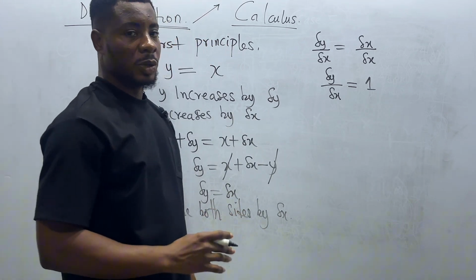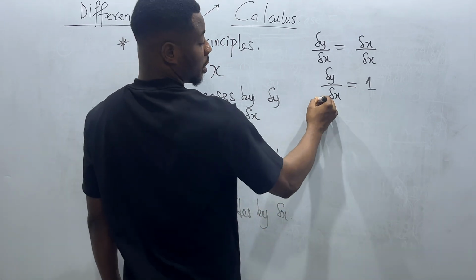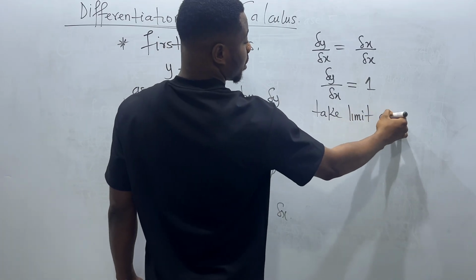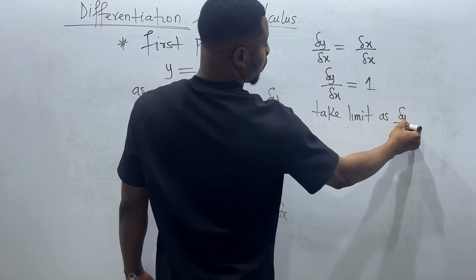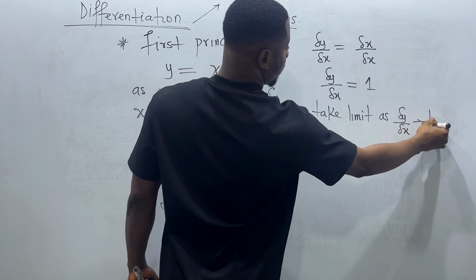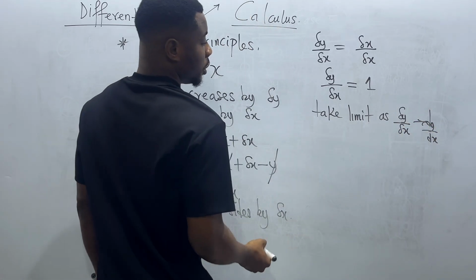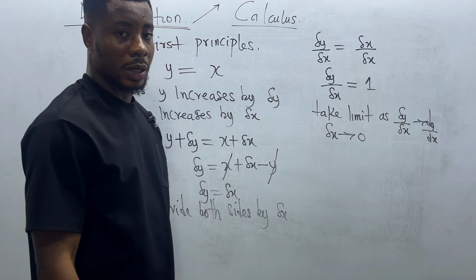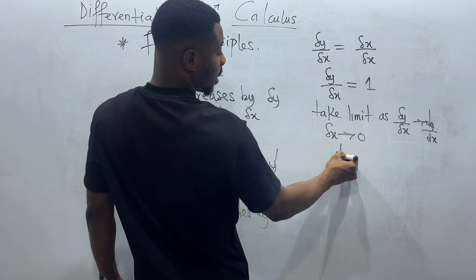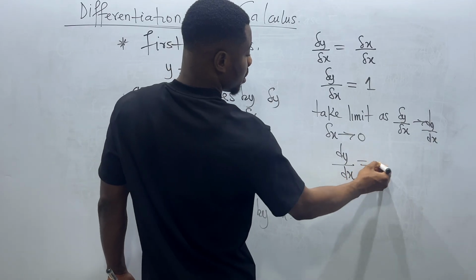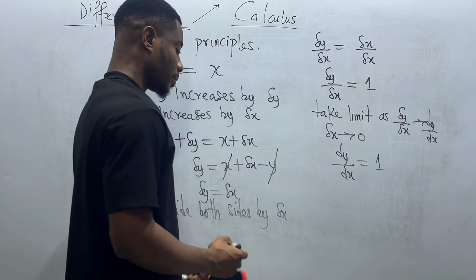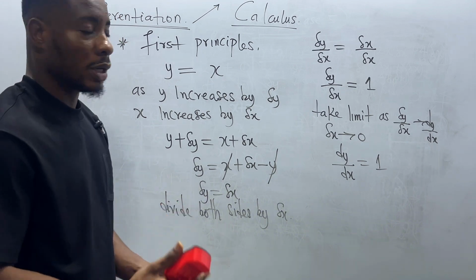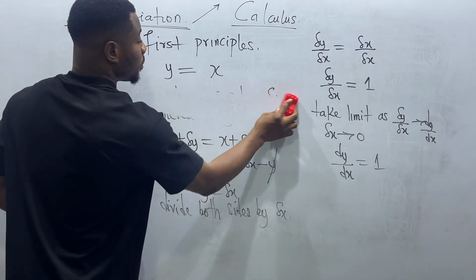Now at this point we take limits, as change in y over change in x tends to dy over dx, and change in x tends to 0. This is the limit to take at the very end. So finally, I can say that dy over dx is equal to 1. And that's the very simple question. Okay, let's go to a tougher question.